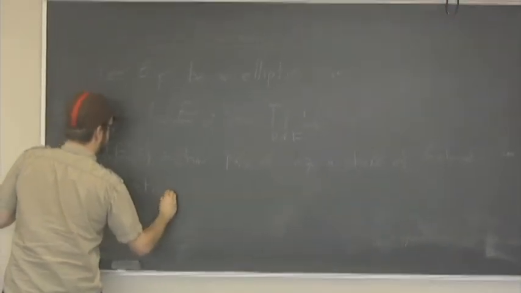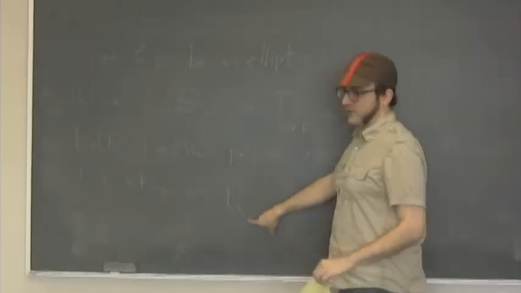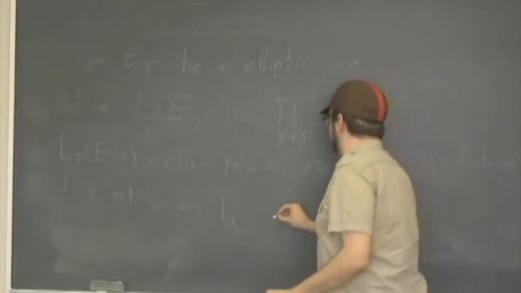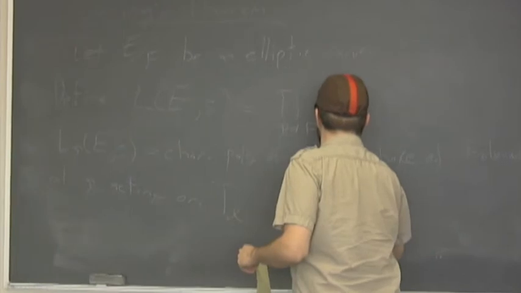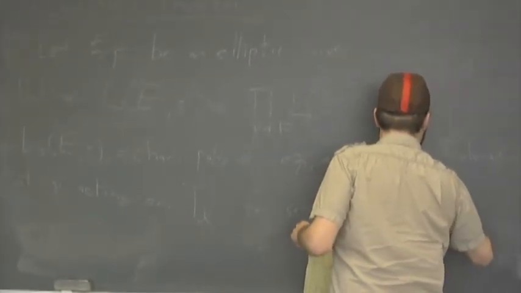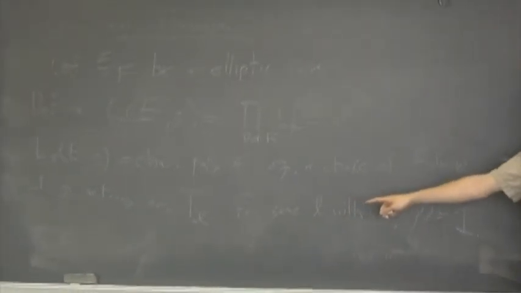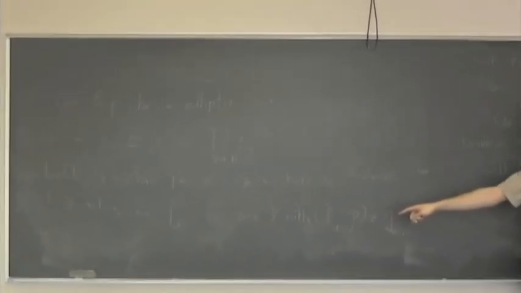Acting on the Tate module of the curve at some prime L away from P. As I formulated that, this doesn't quite make sense, right? How does Frobenius know how to act on the Tate module?